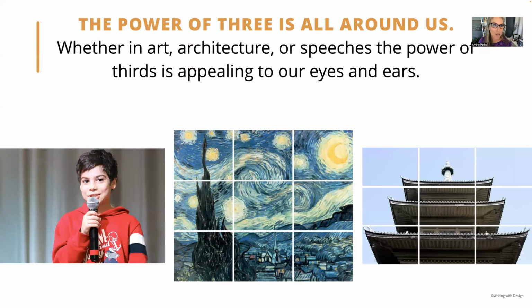So as we get started with the power of 3, I just want to show you that we see it in architecture, we see it in art, and we hear it in speeches or in songs, and we certainly read it in the written word. So the power of 3 is all about rhythm and balance. And even though 3 is an odd number, what it creates is something called dynamic symmetry, which is what our eyes and our ears and our brains love about it.